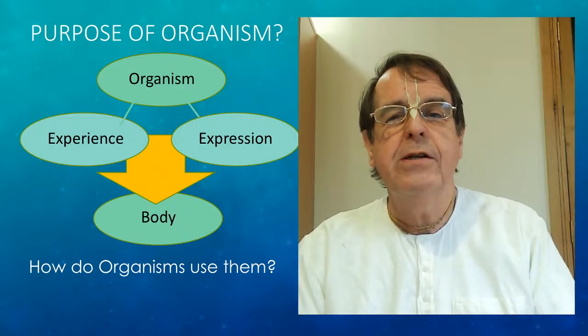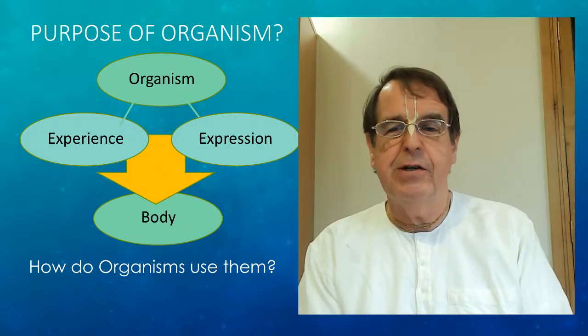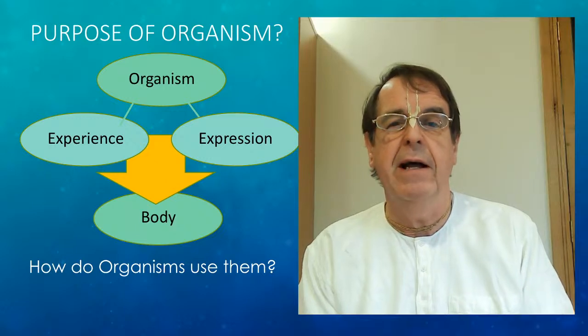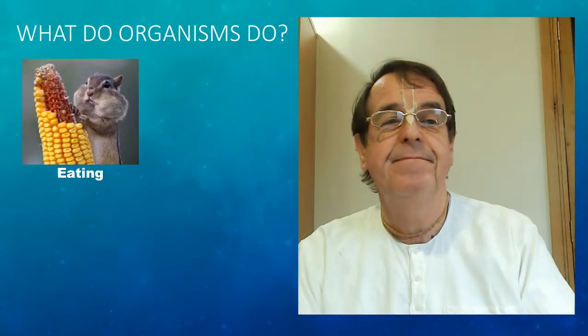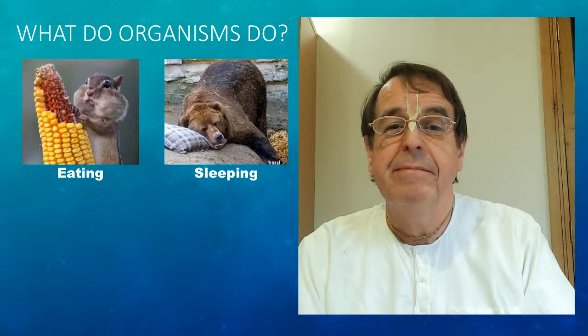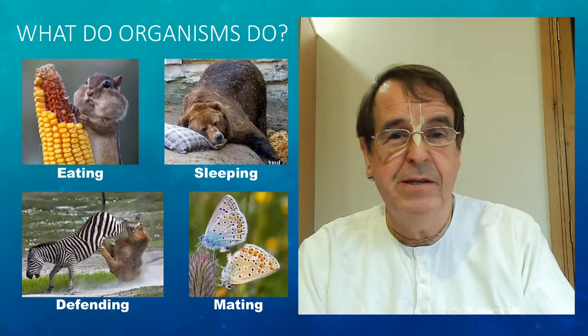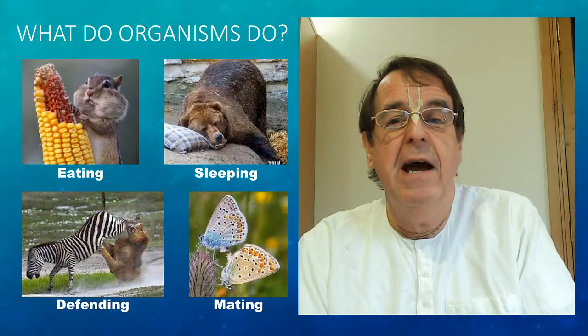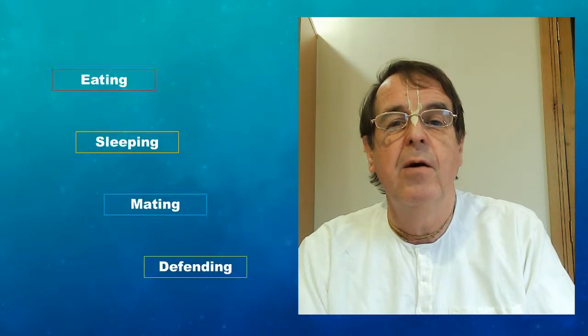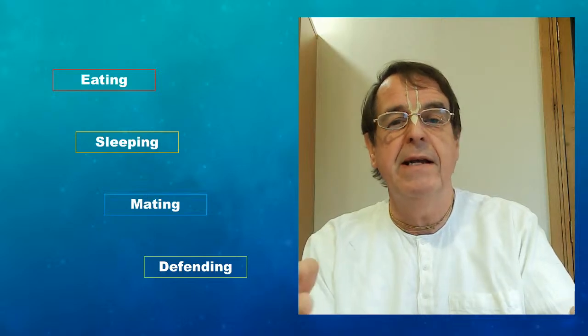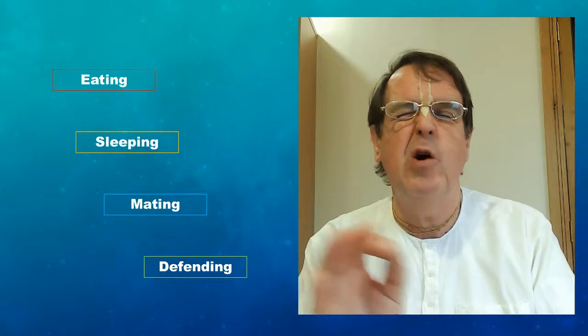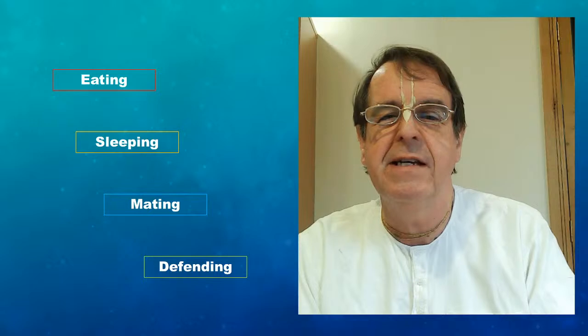So what do the various types of creatures within this grouping do? Well, they eat, they sleep, they mate, and they defend themselves. And what do they need to carry out these activities? Well, here they are lined up: eating, sleeping, mating, and defending. So let's do a very quick tour, considering the needs of each of these activities.